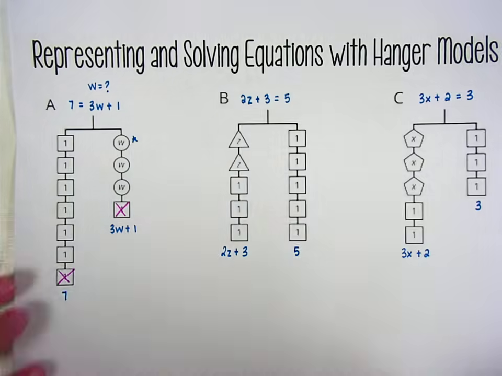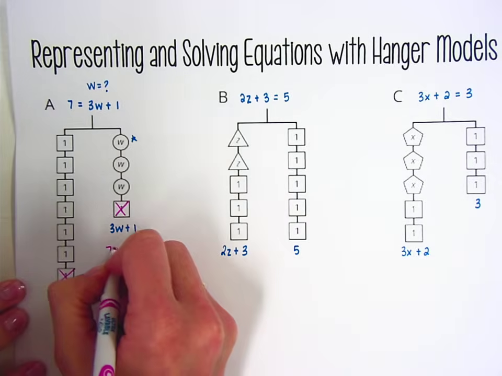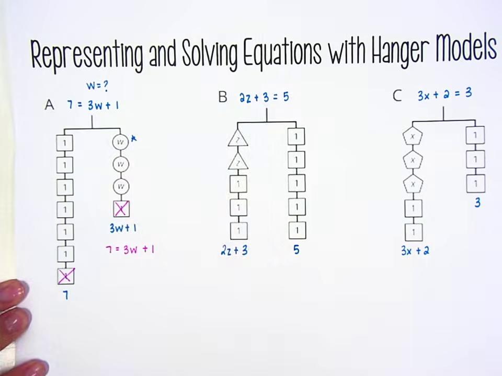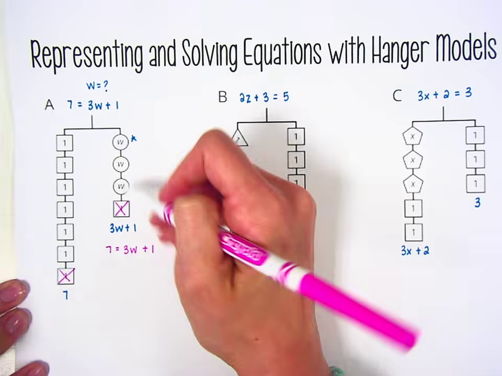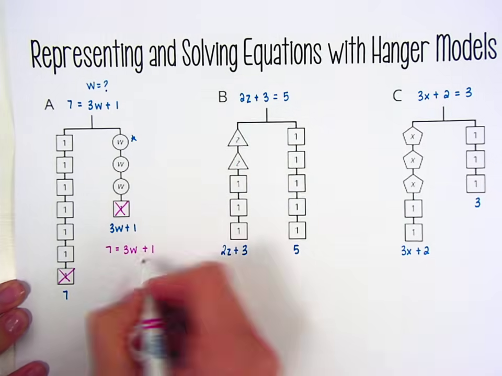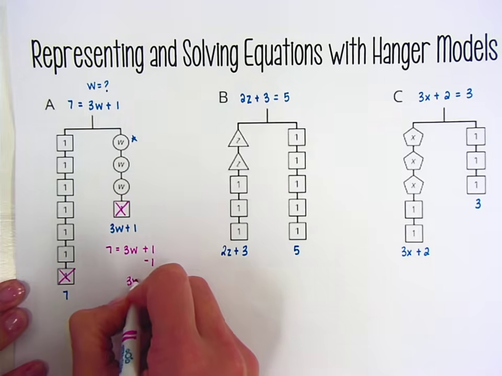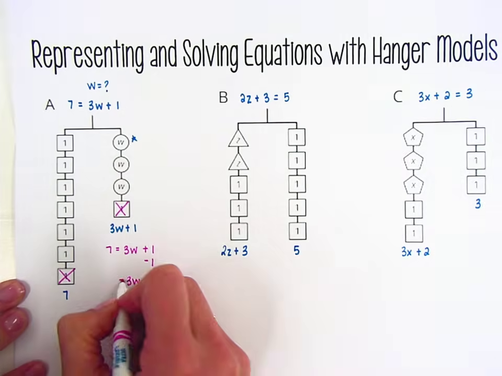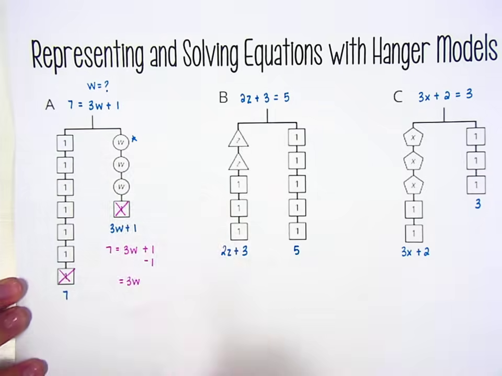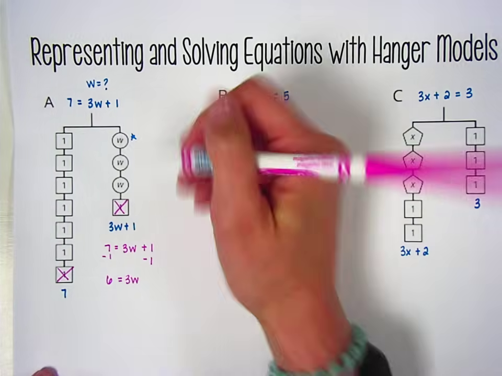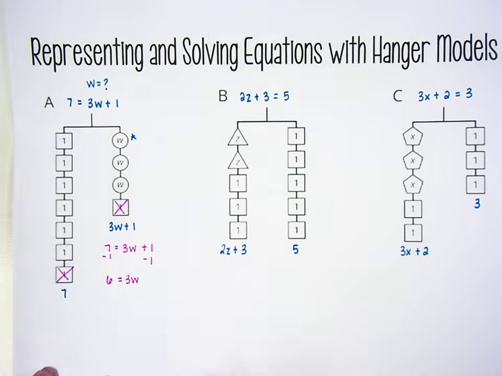Algebraically, what does this look like? We have our equation, 7 is equal to 3W plus 1. We took 1 pound away from this side, 3W plus 1, and we're left with 3W on the right side of my hanger. We did the same thing to the left side. We took 1 pound away, and are left with 6 pounds on this side. So now I know that 3 W's, or 3 circles, weighs the same as 6 squares.